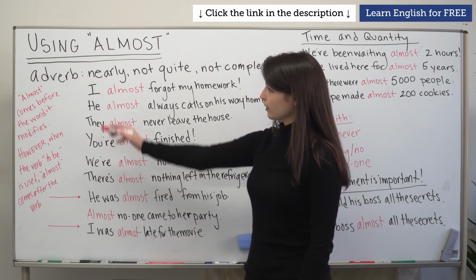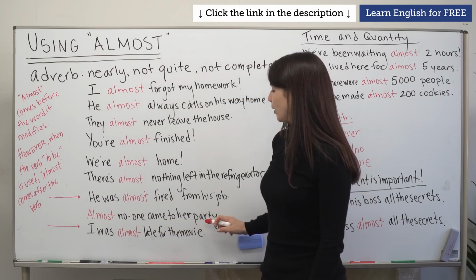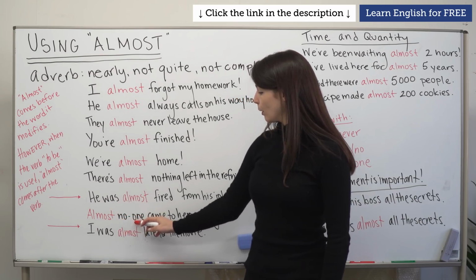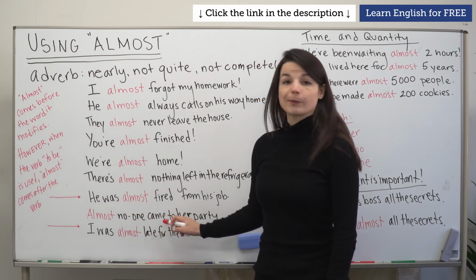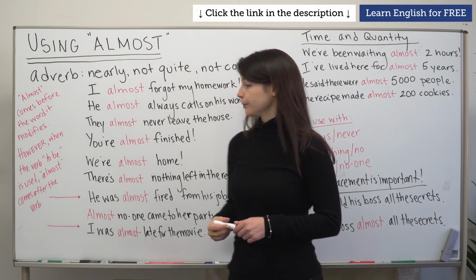So again, let's go back to this first pattern. Almost no one came to her party. Here, almost begins the sentence. It's modifying the word no one. Almost no one came to her party, meaning very few people came to her party.